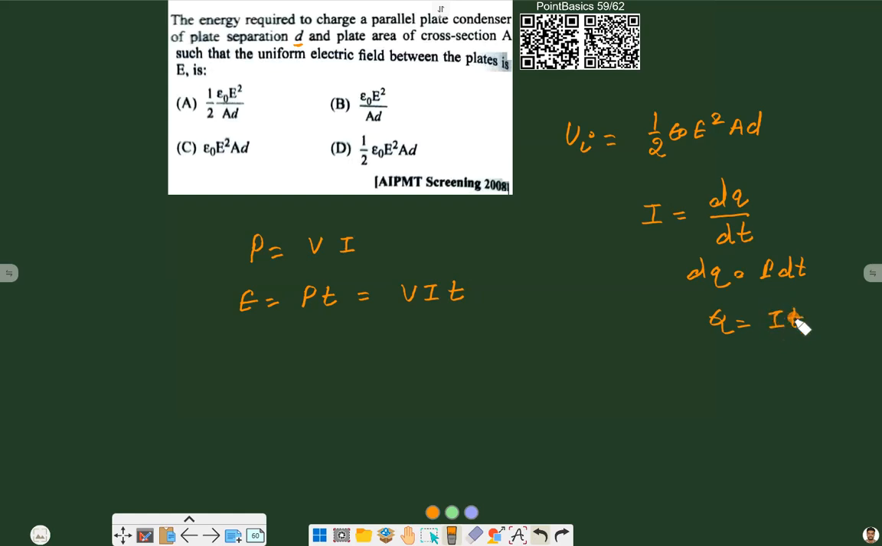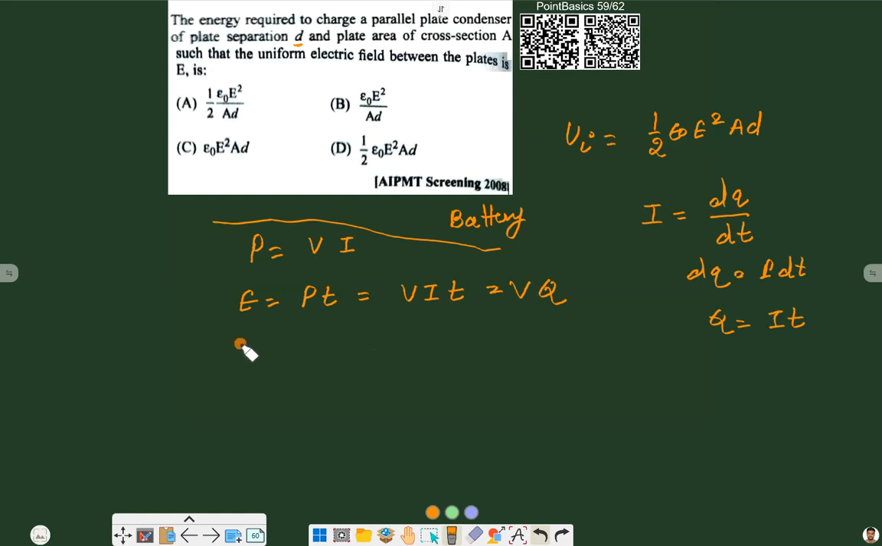So current into time is equal to charge, and all these calculations we are doing for the battery, not for the capacitor. For the battery, its power is its terminal potential difference times the maximum current which it can provide with that potential difference. And energy provided will be power into time, and power is VI, into time. So I into t is equal to charge, so it becomes V into Q, or Q into V.